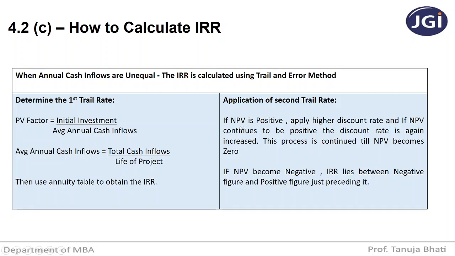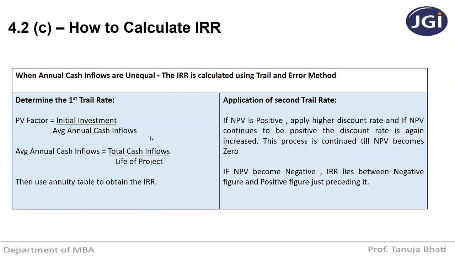Pay attention. Using the first rate, calculate the NPV. If NPV is coming positive, then apply a higher discount rate. Suppose at 10% the NPV is coming positive, then you have to apply a higher rate. You can randomly take, say, 15%. And if NPV continues to be positive, the discount rate is again increased. This process is continued till NPV becomes 0, and you will know how to calculate NPV: PV of cash inflows minus PV of cash outflows.